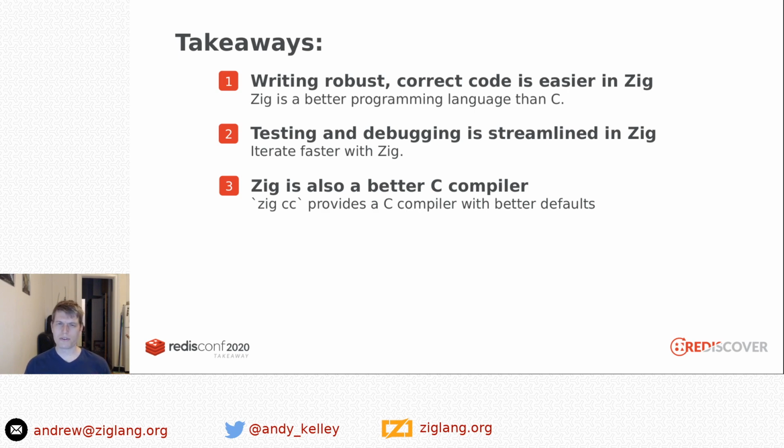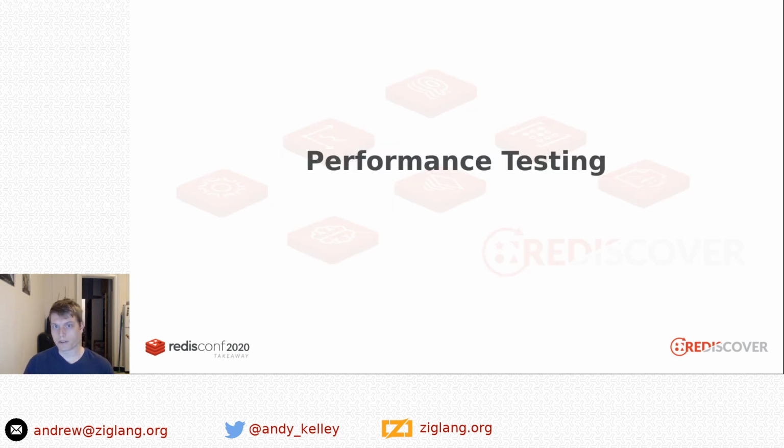Then also, Zig is kind of a better C compiler. Even if you're going to write C code, Zig can help you scrub your C code from undefined behavior, and it just has better defaults. And I'll show you another reason why it has better defaults in the next section here, with performance testing. So this is the next step in the development process of any software, it's performance testing. So let's go ahead and do that.